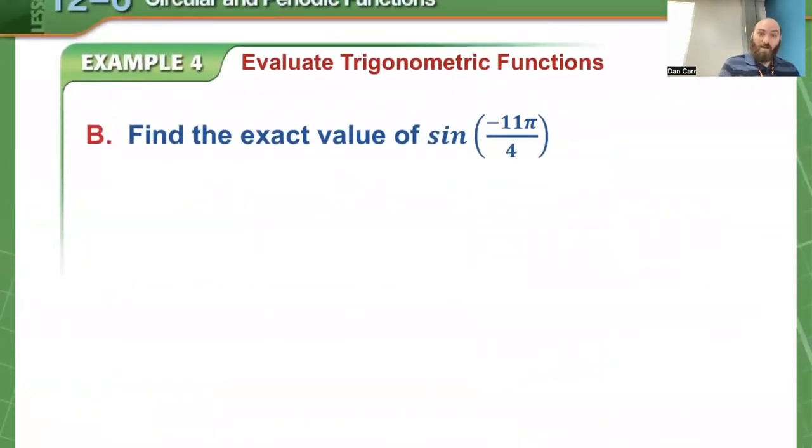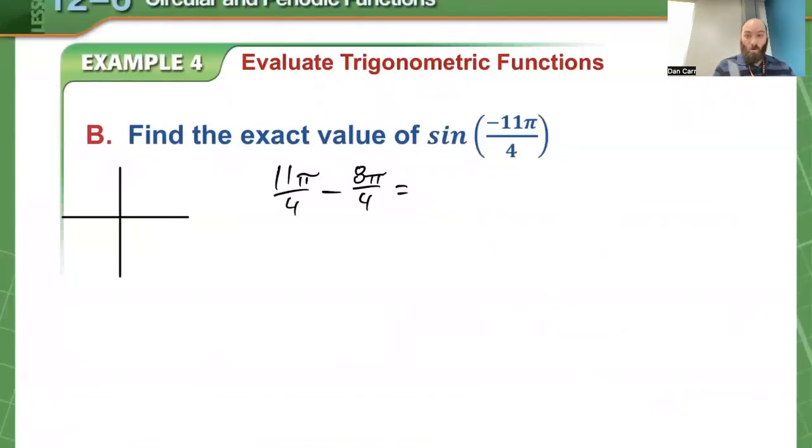One more example we'll do together, and that's going to be the exact value of sine of negative 11 pi over 4. Again, we need to find our reference spot. A negative 11 pi over 4 is going to go in the clockwise direction. So I'll go 11 pi over 4 minus 8 pi over 4, because that is 1 full circle. We're left with 3 pi over 4. So I'm going to go around 1 time in that direction, then 3 pi over 4 more. That's going to end up being right about here. That's the position I'm working with.